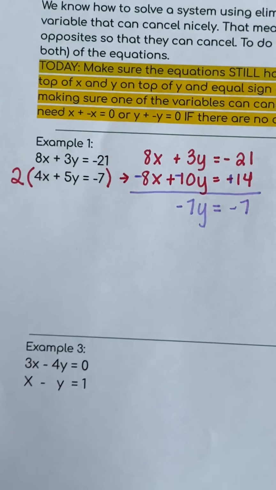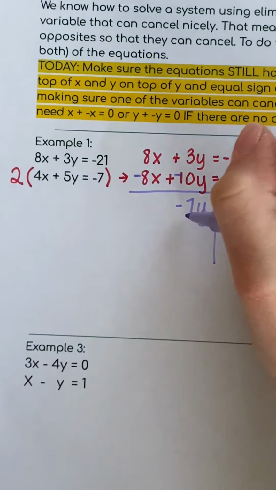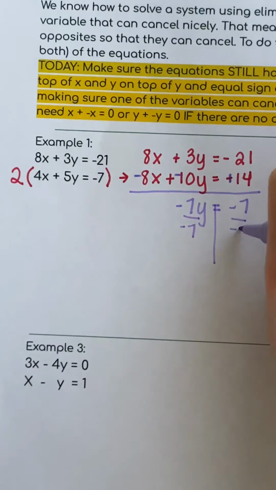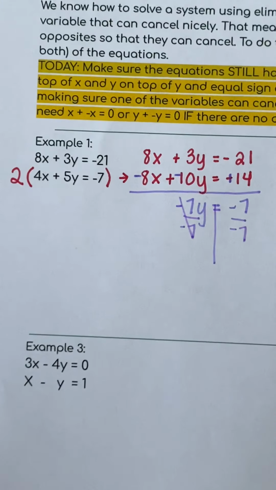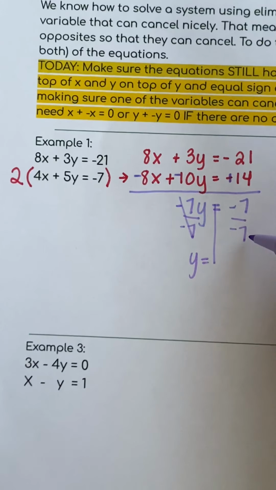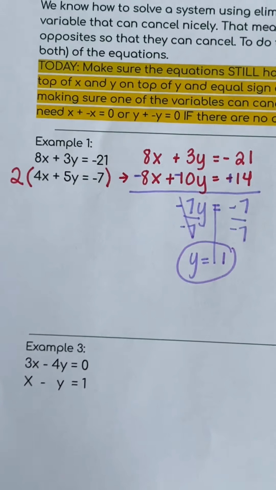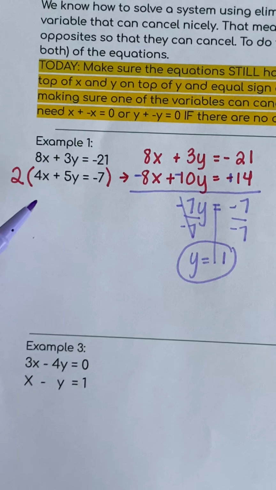And now we're back to what we've been doing earlier this week. We have a one-step equation. Divide both sides by -7. They cancel. So I have y equals -7 divided by -7 is a +1. So the only thing that's different here is that very first step. You always will have to multiply one of the equations by a number if you don't have the same numbers. Then I take this one and plug it back into either of my equations. Now this one's a little bit trickier.